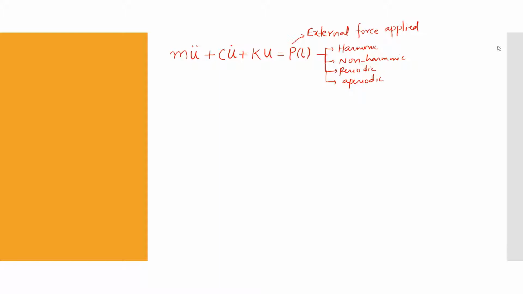So we are having a simple case here. We will just see a simple case: m u double dot plus c u dot plus k u equals f naught sine of omega t. We are considering a harmonic case, where sine of omega t is the forcing function. If we divide by m on both sides, we can write u double dot plus c by m u dot plus k by m into u equals f naught by m into sine of omega t.